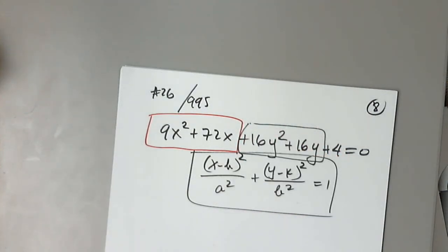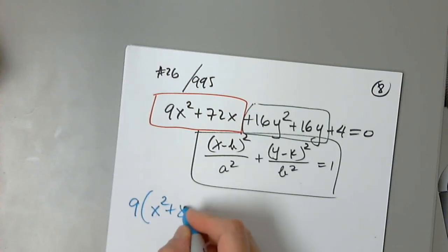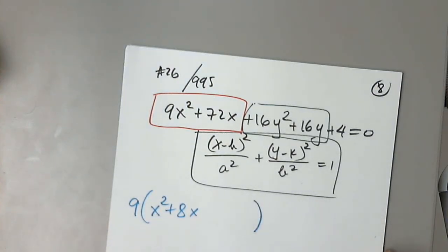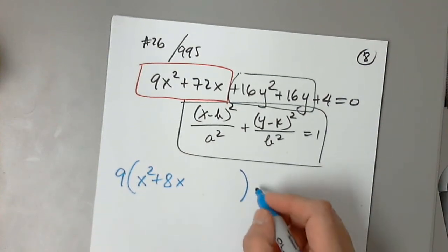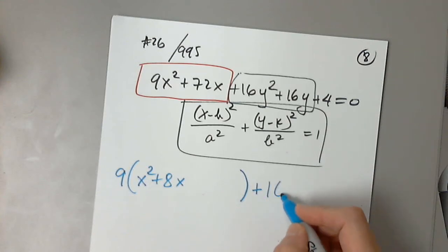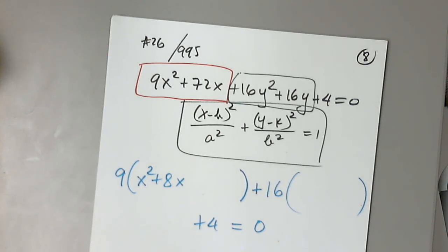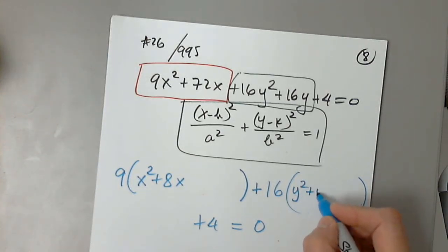Okay. We cannot complete the square if the leading coefficient is not 1, which means I have to factor out 9 before I start. So in here, 9, x squared plus 8x, leave some space. We'll come back to it in a minute. Plus, I cannot complete, yes, very good. So we factor out 16, leave some space, plus 4 equals 0. So y squared plus y.